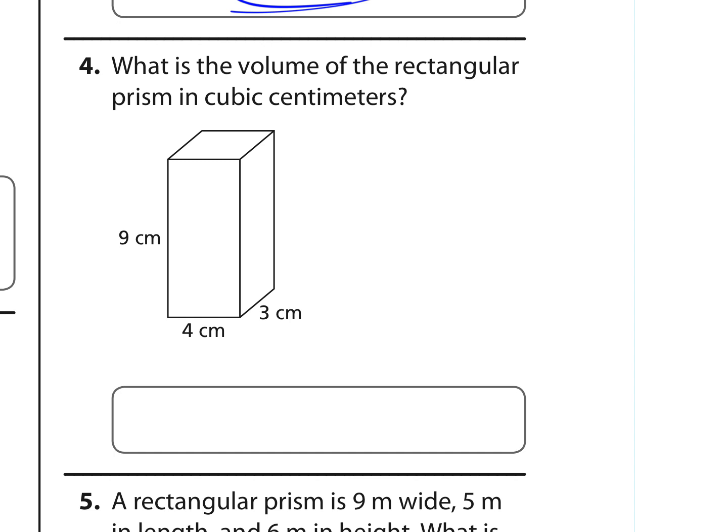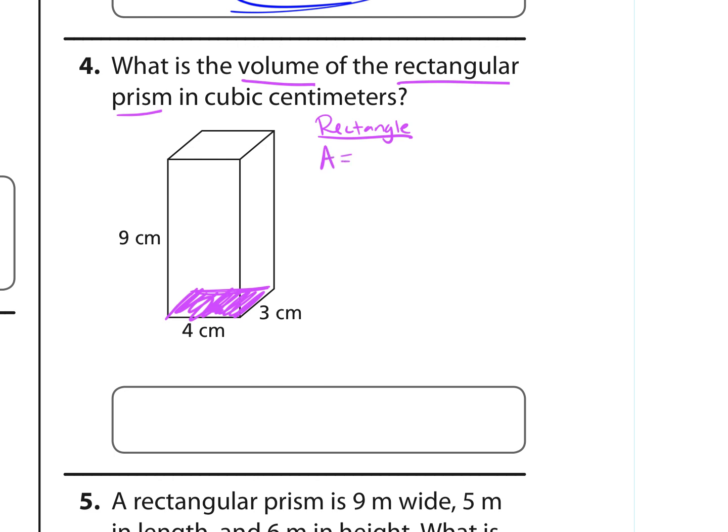Number 4, what is the volume of the rectangular prism in cubic centimeters? So we're finding volume. We know that this is a rectangular prism. I'm going to start by finding the area of the rectangle. Now, this could be done different ways. You may know a formula for volume, length times width times height for a rectangular prism, and that's true. You could use that. But I'm going to start by just getting the base area because I can do this for any kind of prism other than rectangular prisms as well.